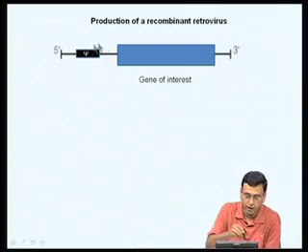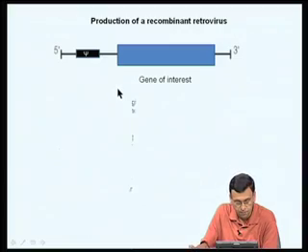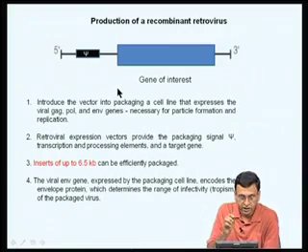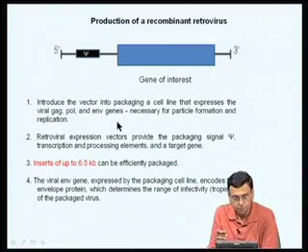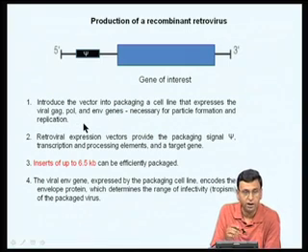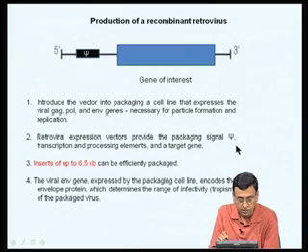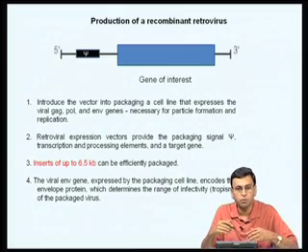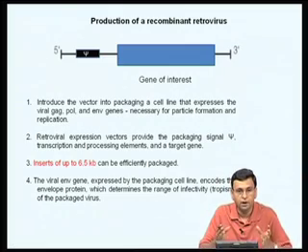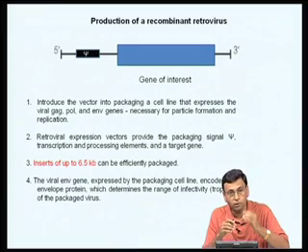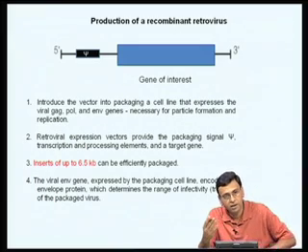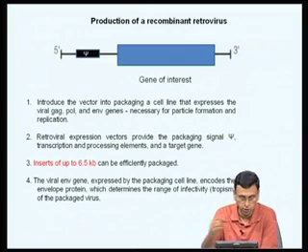So once you have made a large amount of recombinant retroviral vector, you then introduce this vector into a packaging cell line that expresses the virus GAG, POL and envelope genes. So the retroviral vectors provide the packaging signal Psi, transcription processing elements and the target gene, that is your gene of interest. And since the packaging cell line is now producing all the structural proteins, your recombinant viral genome will now be assembled, and from this cell line infectious retroviral particles can be produced.